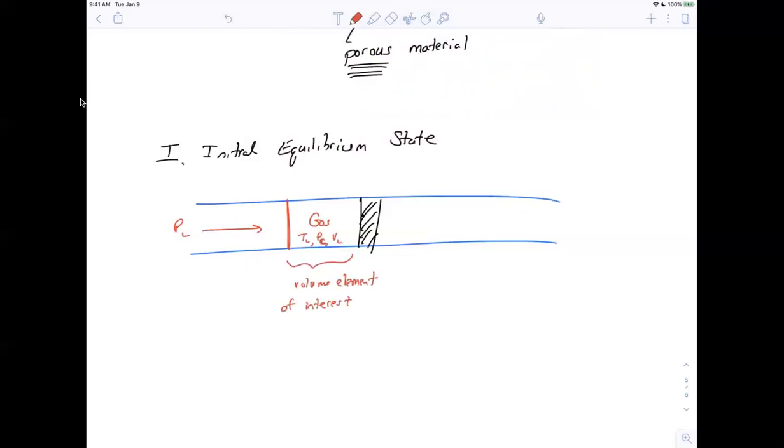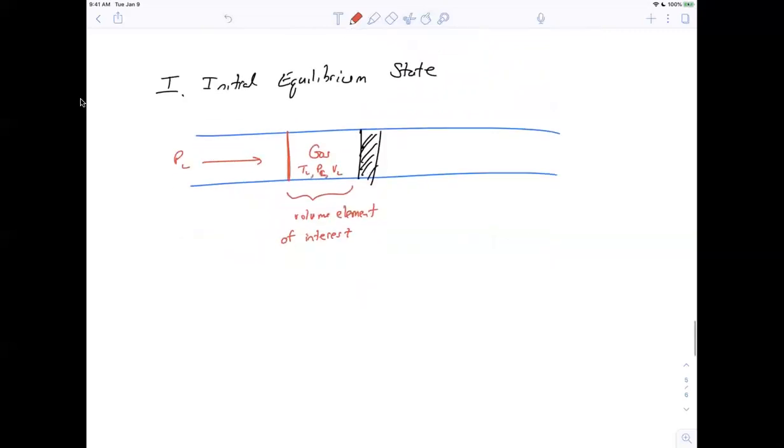Okay, so what I mean is that at the moment I start looking at this system, the gas is continuously flowing, but I'm just going to look at this little bit of volume, which has this P left acting on it. Now I'm going to follow this volume as it goes through the porous medium. On the right-hand side, I have nothing yet because this volume element hasn't gone through to the right-hand side. That's why I haven't drawn anything.